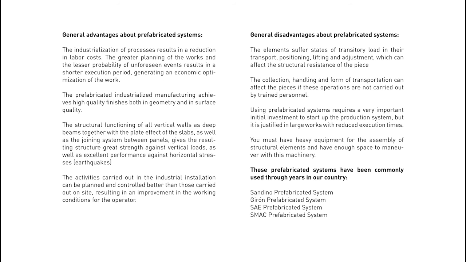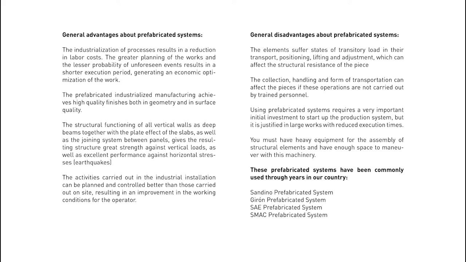Prefabrication is the practice of assembling components of a structure in a factory or other manufacturing site and transporting complete assemblies or sub-assemblies to the construction site where the structure is supposed to be located. General advantages of prefabricated systems. The industrialization of processes results in a reduction in labor costs, and the greater planning of the works and the lesser probability of unforeseen events result in a shorter execution period, generating an economic optimization of the work.